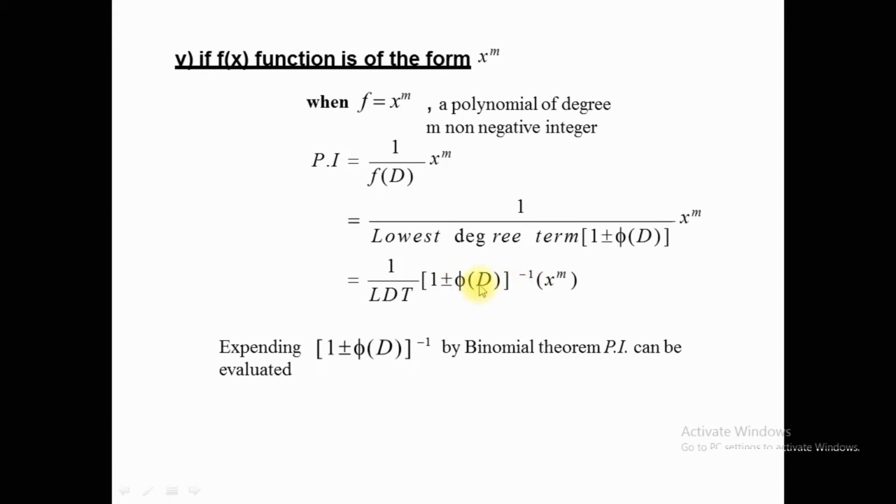Now this is the binomial theorem. Expand this by the binomial theorem for the particular integral, and we can obtain the particular solution of the given non-homogeneous higher order linear differential equation. So this is how to find the particular solution when the right hand side of the non-homogeneous equation has a function in the form of a polynomial.